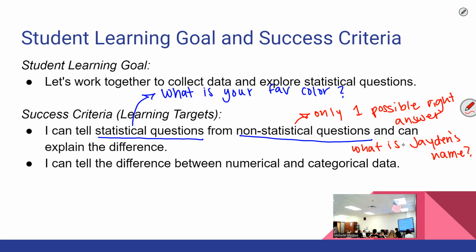So the other learning target was the difference between numerical data and categorical data. So would I expect numerical data from what's your favorite color? No, because numerical data has numbers, so answers that are numbers, versus categorical data, where it could be the color blue, the color purple, anything that is a category or not a number would be your categorical data. So any questions on the learning targets? You good on those?